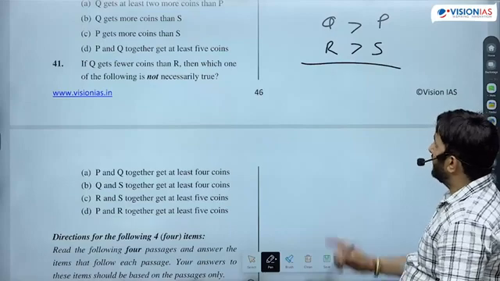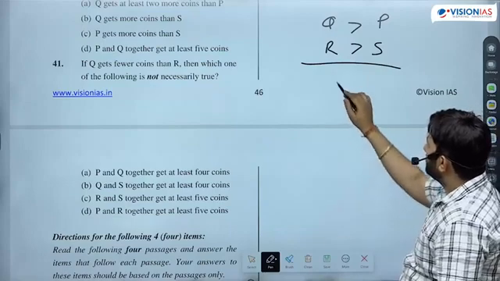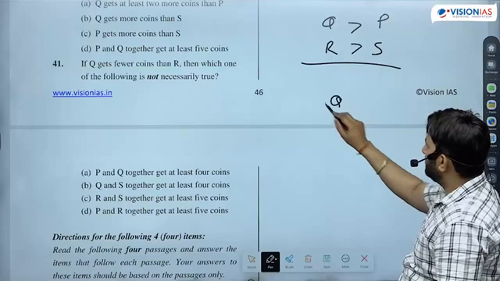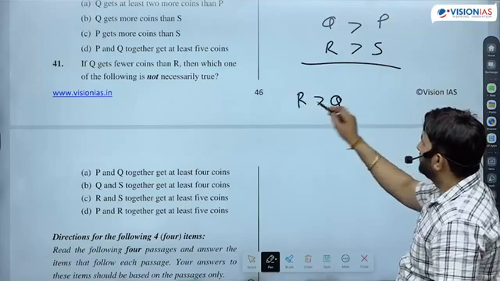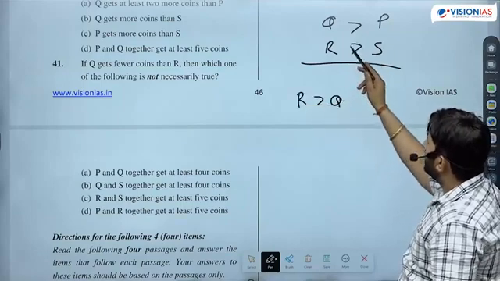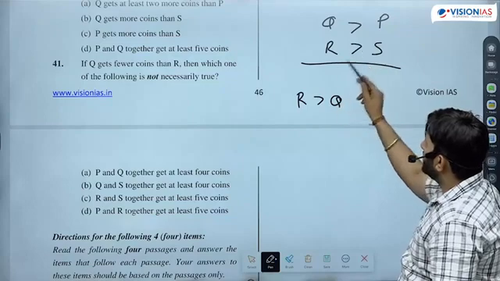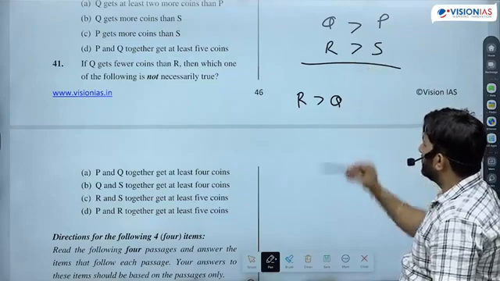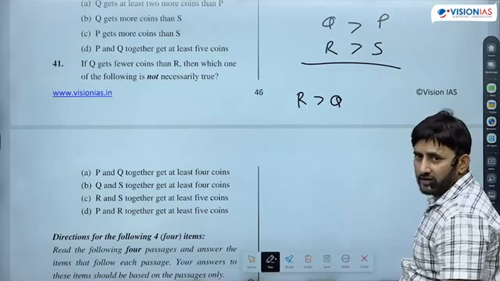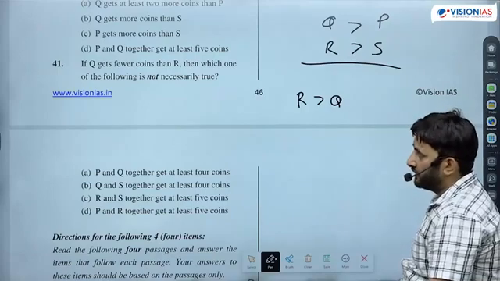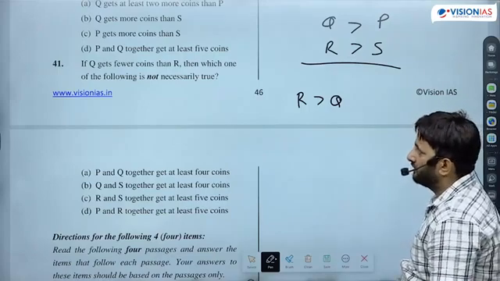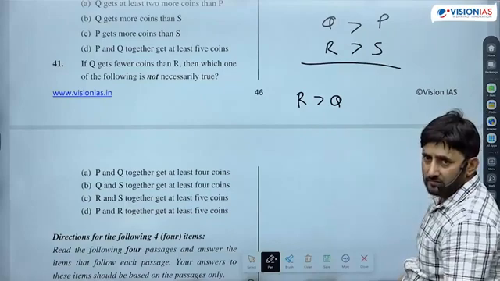Q gets fewer than R. Q gets less than R. So from this, Q gets more than P and R gets more than Q. R gets more than S also. So it means R will get the maximum. Can I say this? Can I say R will get the maximum?